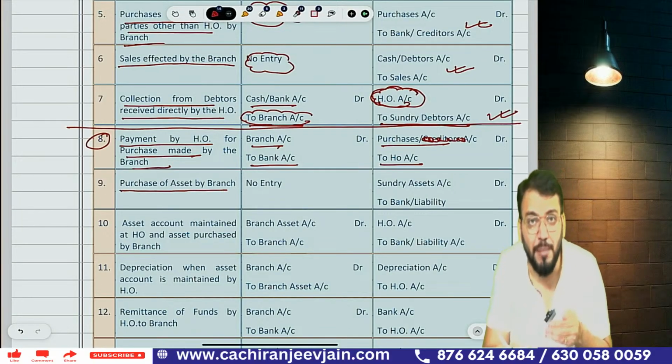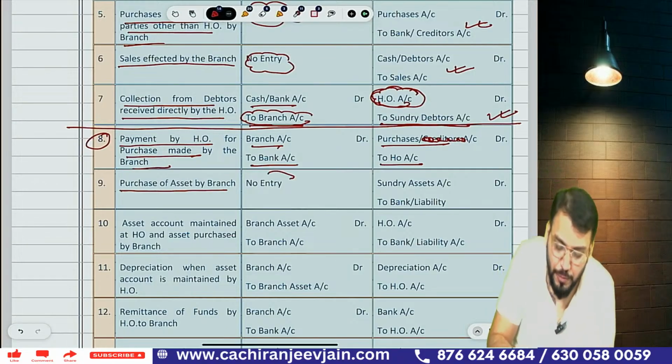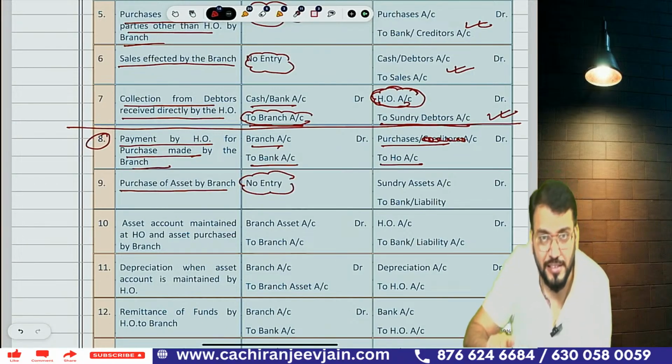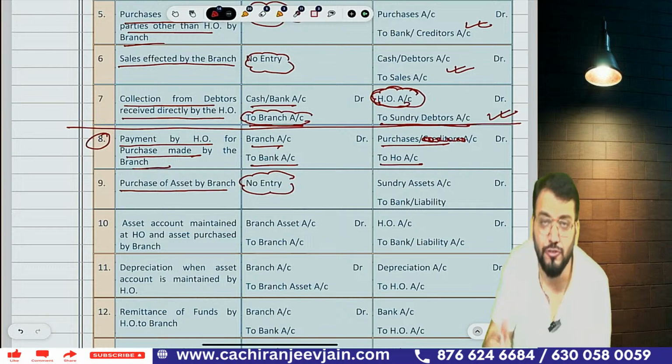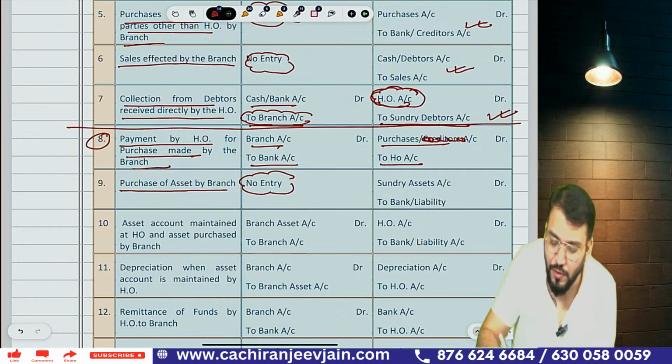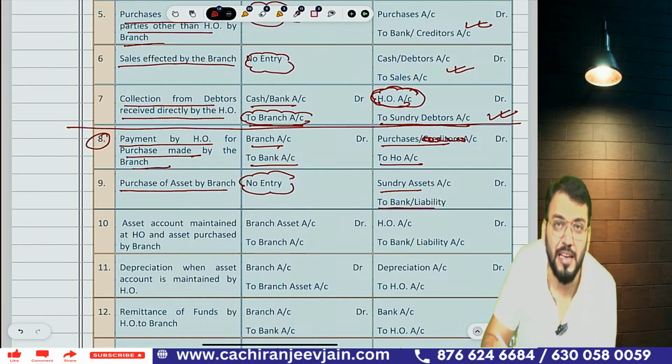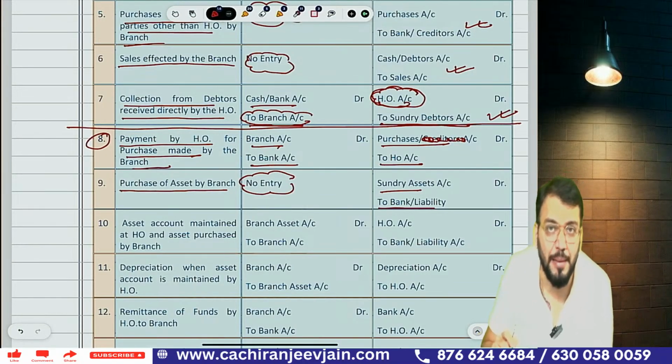Purchase of asset by branch. Okay, no journal entry in the books of head office because the asset is purchased directly by branch. So their journal entry is what? Asset account debit to cash or bank, or you can say fixed asset account debit to cash or bank. If the amount is payable, it will be a liability.